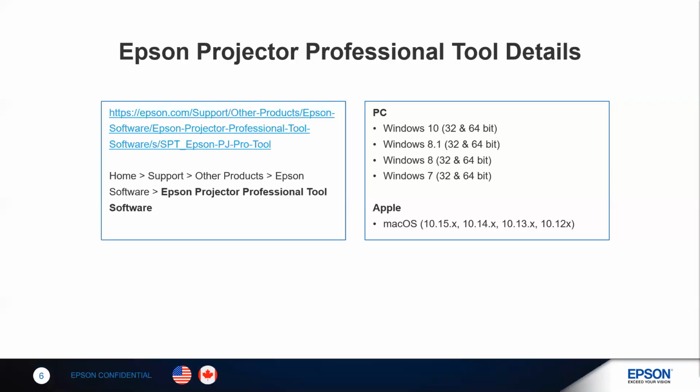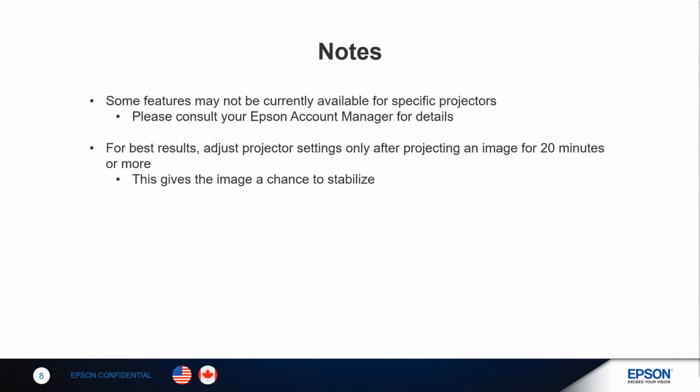Okay, so where can we find the software? It's a free download, as I mentioned, and there is the URL. If that's a handful, just go to the home page, support, other products, Epson software, and then you'll find the Epson Projector Professional Tool software. It's compatible with versions of Windows from 7 to 10, and Mac OS 10.12 to 15.